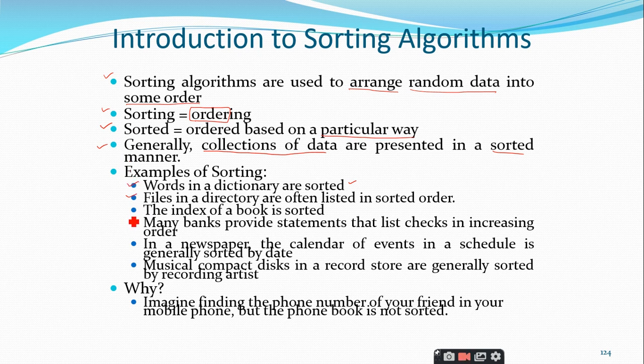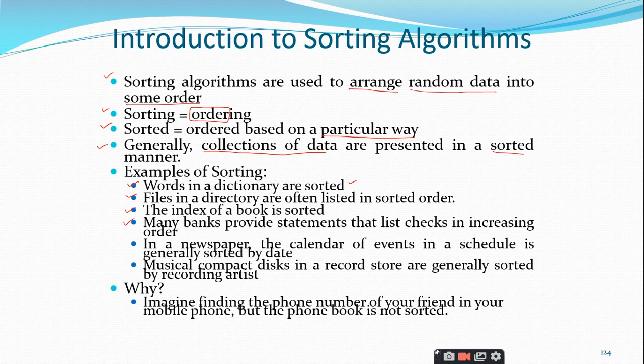Similarly, the index of a book is sorted. And whenever you approach a bank for getting the statements, they will give the statement slip, and that particular slip, if you can observe, is arranged in the increasing order of dates. So the latest transaction will be present at the top, and the remaining transactions from that day to the previous dates will be in sorted order.